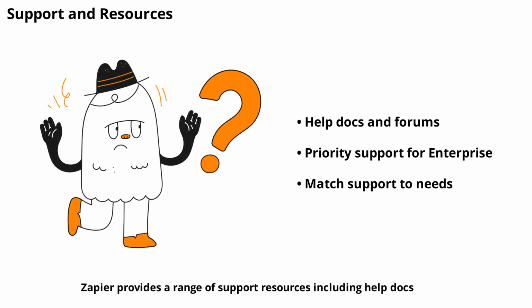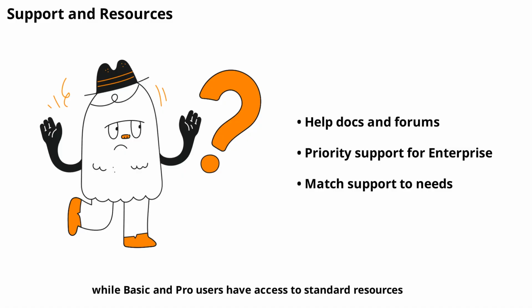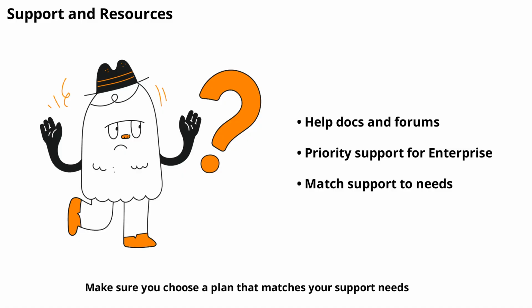Zapier provides a range of support resources, including help docs, community forums, and customer support. The level of support you receive depends on your plan. Enterprise customers get priority support, while Basic and Pro users have access to standard resources. Make sure you choose a plan that matches your support needs.